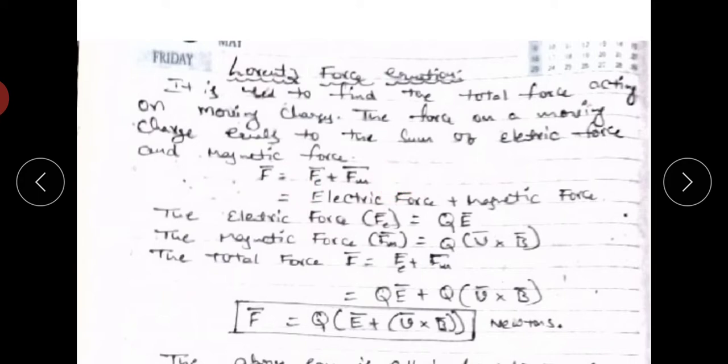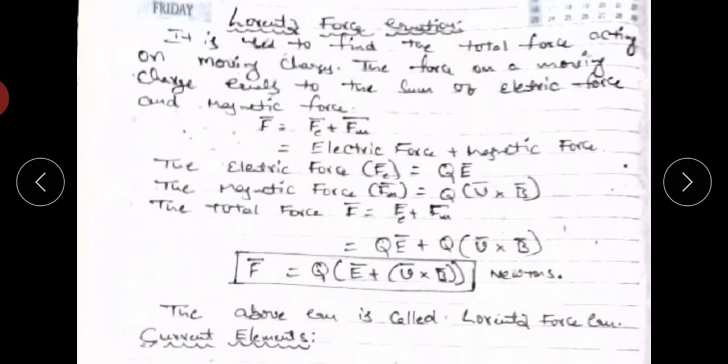So first, if a stationary charge is in an electric field, it has electric force. If a charge is moving in a magnetic field, then it has both electric force and magnetic force. Here the total force F bar equals electric force plus magnetic force. We know that the electric force is given by the formula Fe bar equals Q into E bar.